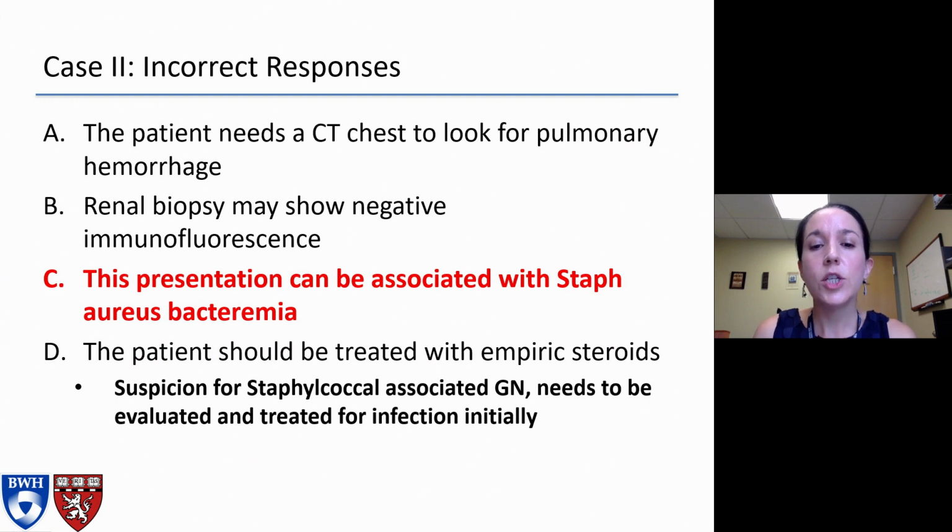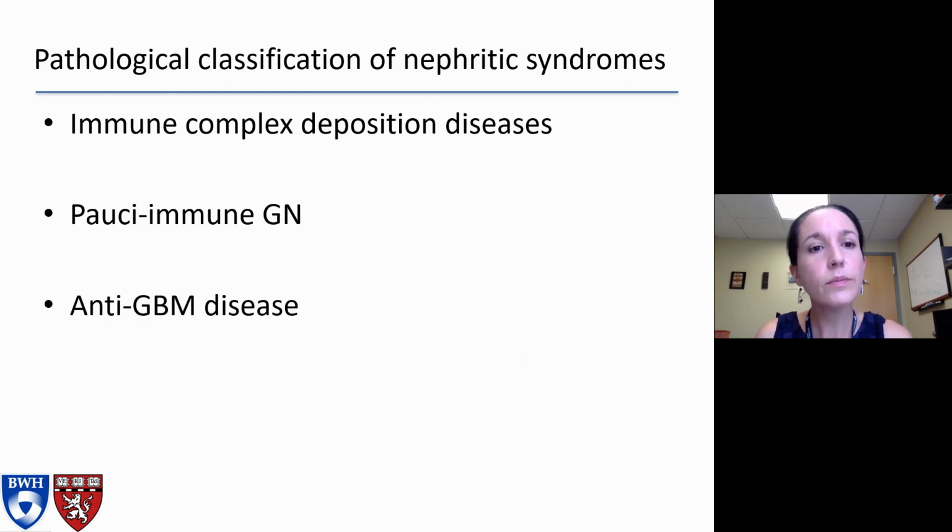So for the option that this patient should be treated with empiric steroids, this particular presentation raises concern for staphylococcal associated glomerulonephritis, and that should be initially evaluated and treated before you would think about immunosuppression. We'll talk about this a little more, but this is associated with active infection as opposed to post-infectious GN, where the infection has resolved and you're seeing immune complex deposition in the kidneys, and quieting the immune response with steroids may be helpful in that condition. Here you want to treat the infection.